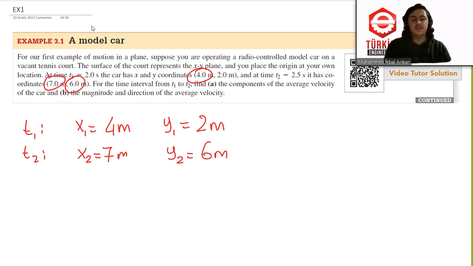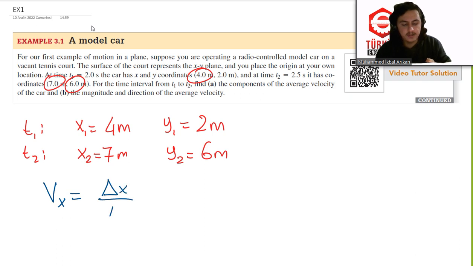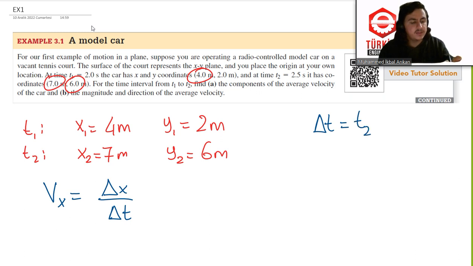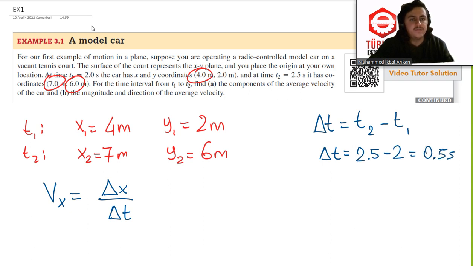So how can we calculate the velocity? If you know the displacement, when you divide the displacement by the time, you will get your velocity. So I will put Vx. Vx will be equal to delta x divided by delta t. Let's calculate here delta t. Delta t will be equal to t sub 2 minus t sub 1, the final time minus initial time. Our final time is 2.5 and initial time is 2. So I will get 0.5 seconds.